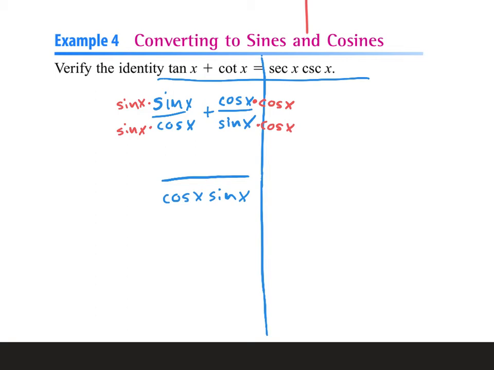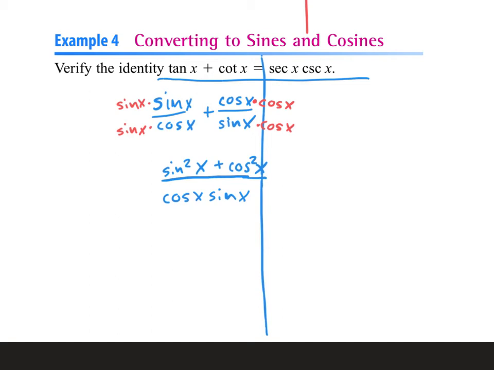So what's sine x times sine x? Sine squared x. And then what's cosine x times cosine x? Cosine squared x. And then the bottom's just cosine x times sine x. Everybody with me so far? Yes. Any questions yet?